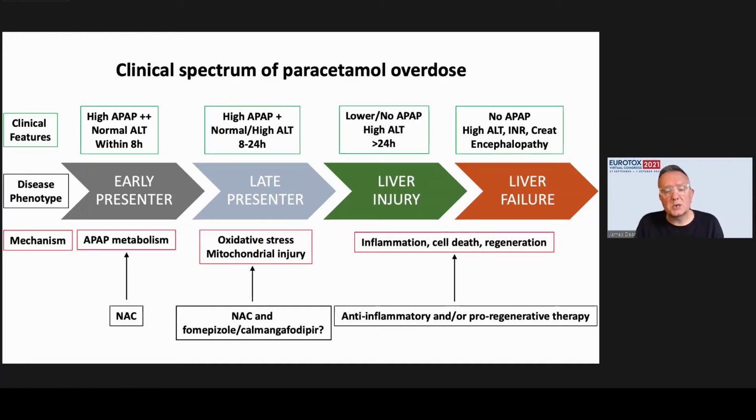The real clinical challenge comes with the later presenting patients. So these patients present after, say, 8 to around 24 hours after the overdose. They still have paracetamol in their blood, but they're starting to develop liver injury, and their ALT may already be raised. Here, the predominant processes, as well as paracetamol metabolism, are becoming oxidative stress and mitochondrial injury. And in this group of patients, there's a need for an additional treatment as well as acetylcysteine. There are drugs such as fomepizole or calmangafolapir being developed that may be of use.